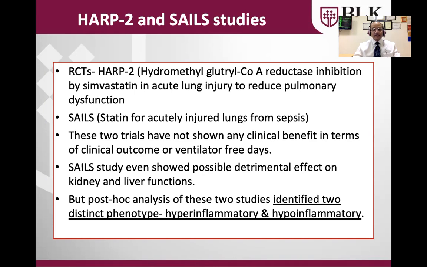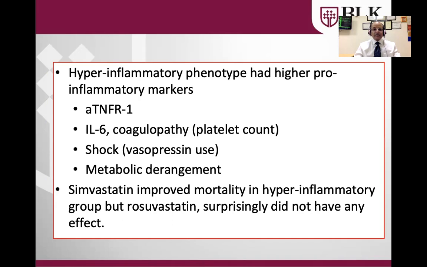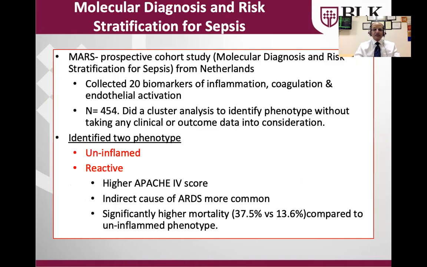But when post-hoc analysis of these 2 studies was done, they identified 2 distinct phenotypes, again hypoinflammatory and hyperinflammatory. Hyperinflammatory had higher concentrations of TNFR1, IL-6, platelet count, and shock. More vasopressors were required, and they had more metabolic derangement. So when they looked at the data this way, they found simvastatin improved mortality in the hyperinflammatory group. But rosuvastatin surprisingly did not have any effect. So we still do not know how to use or interpret this information.